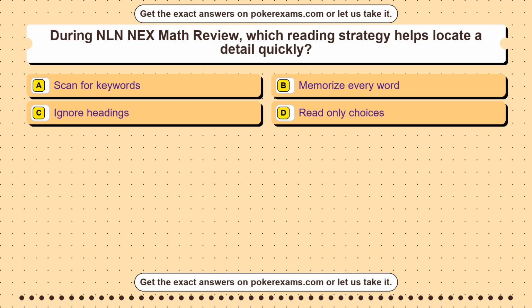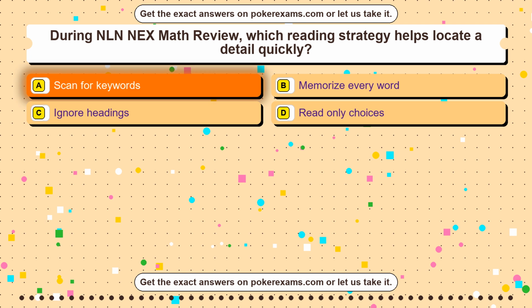Question 1. During NLN NEX Math Review, which reading strategy helps locate a detail quickly? Option A. Scan for keywords. Option B. Memorize every word. Option C. Ignore headings. Option D. Read only choices. The correct answer is option A.